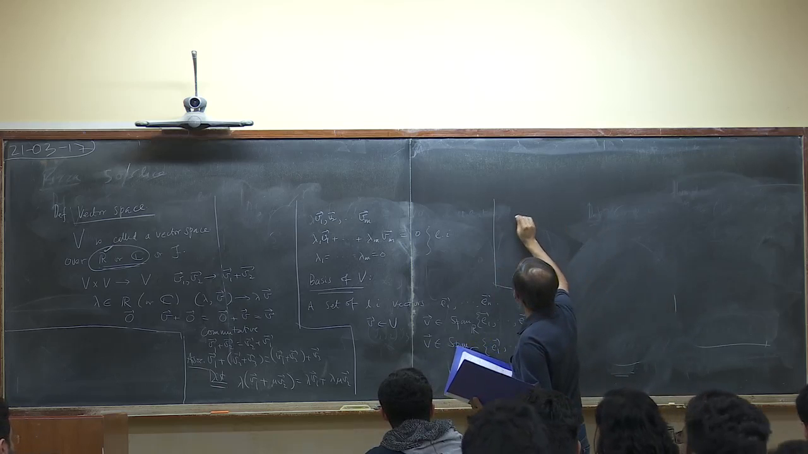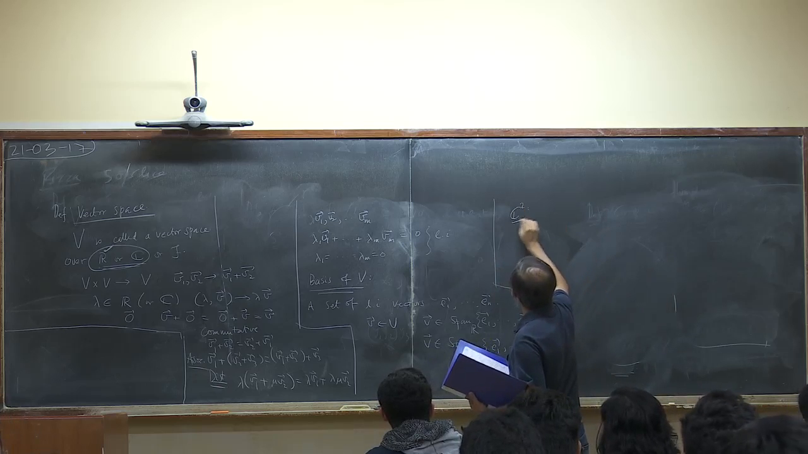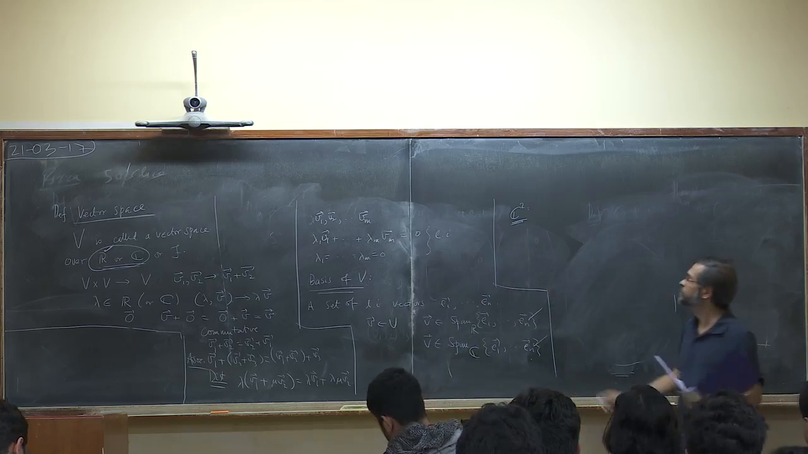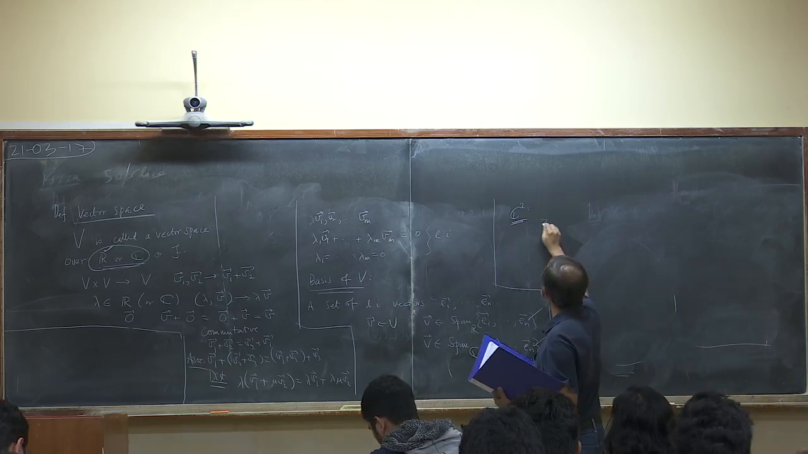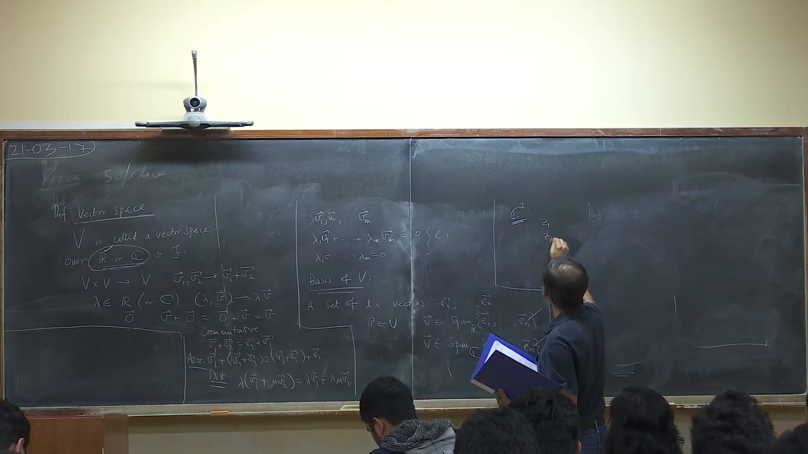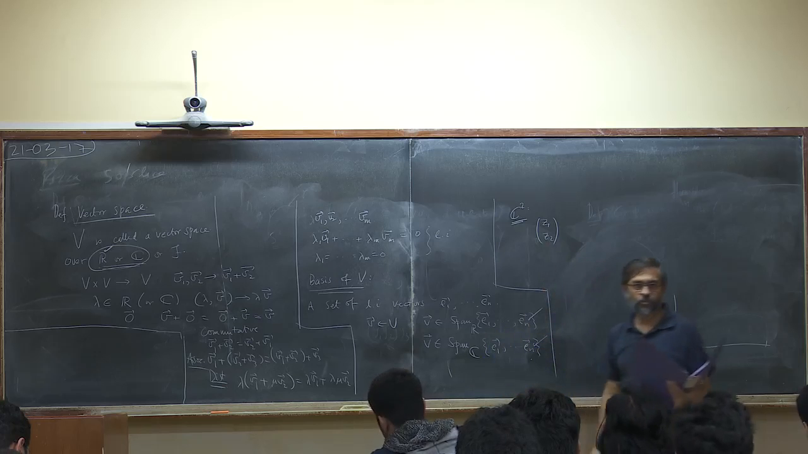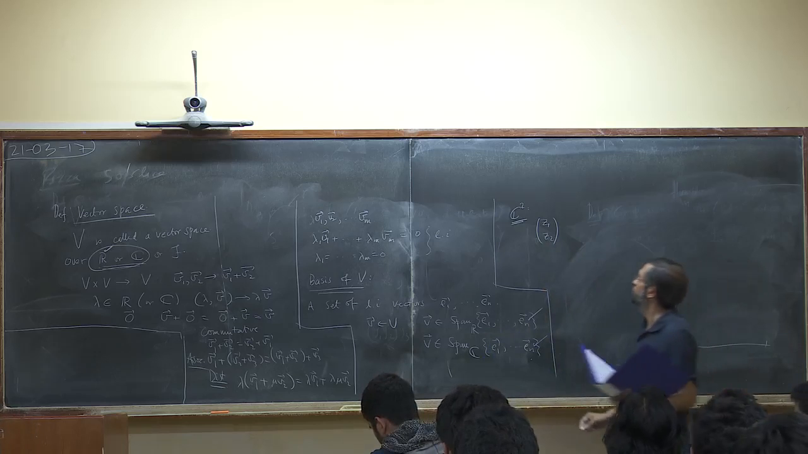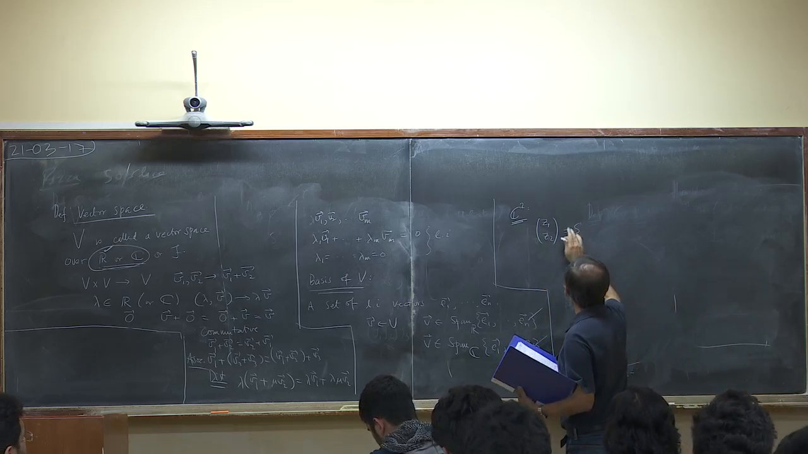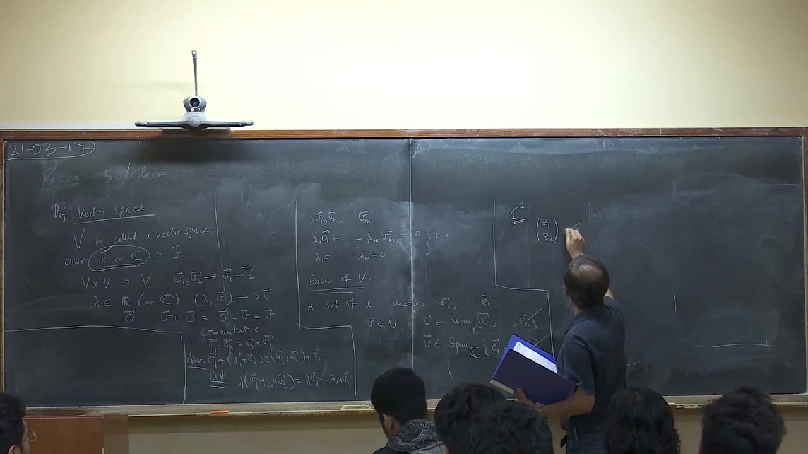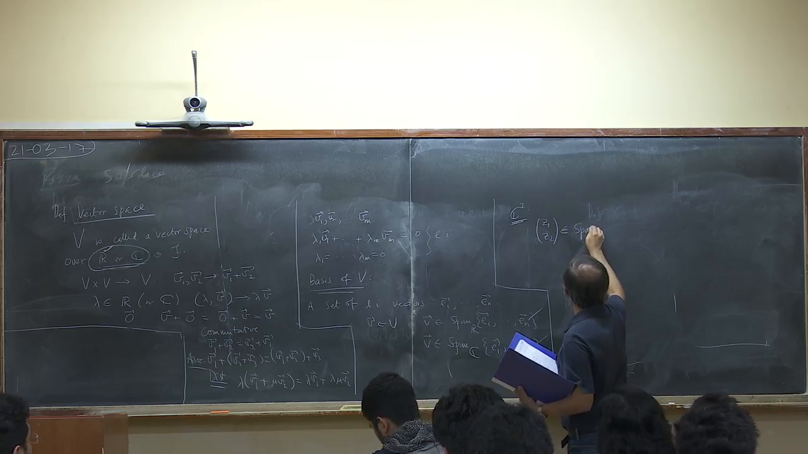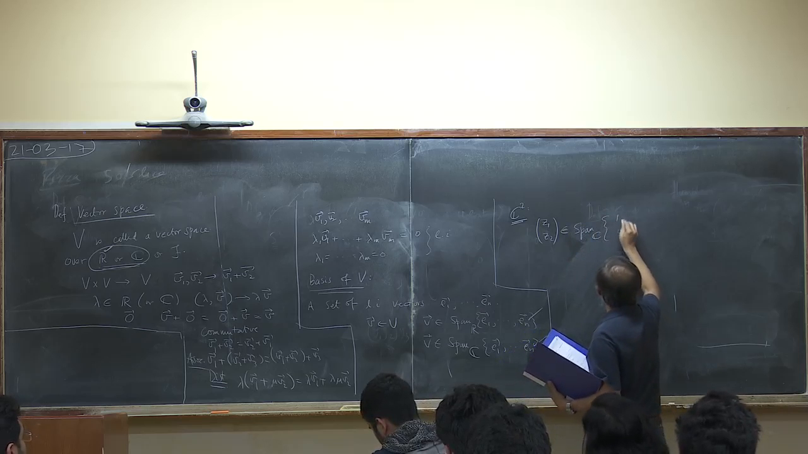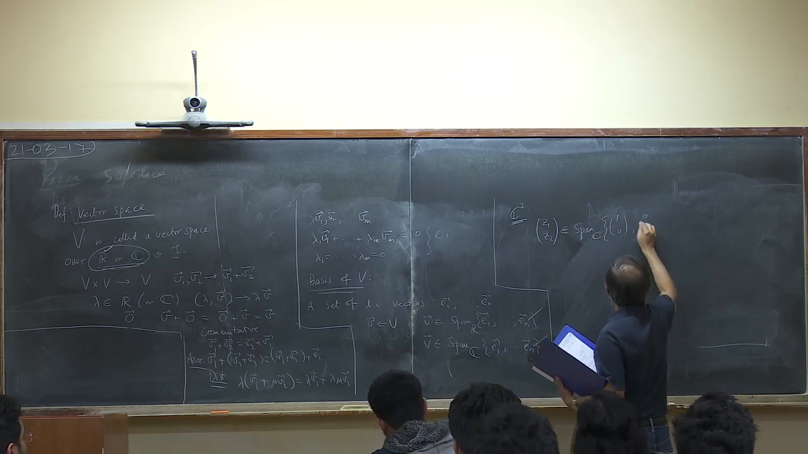So let me take some object like this, two complex numbers. Okay. So I claim that any such thing belongs to a C-span of 1, 0 and 0, 1.